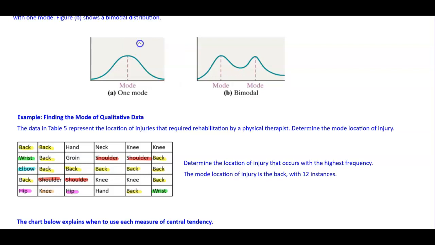Let's take a look at the knee. We have 1, 2, 3, 4, and then 5. Let's take a look at the hand. 1, and then 2. And then for the groin, we have 1. And then for the neck, we have 1. So, the mode location of injury is the back because there are 12 instances.